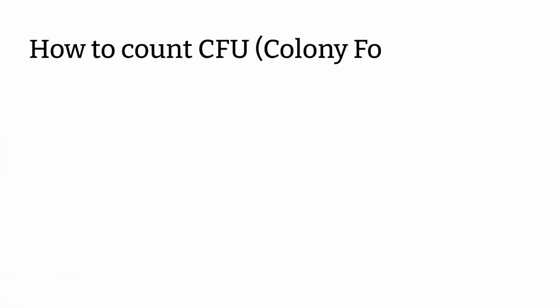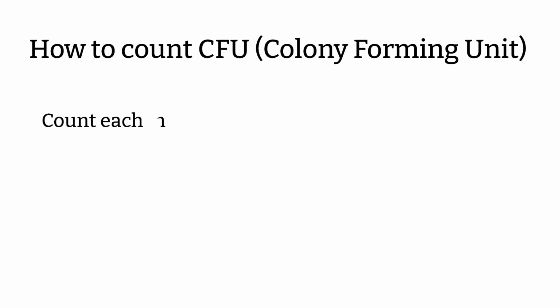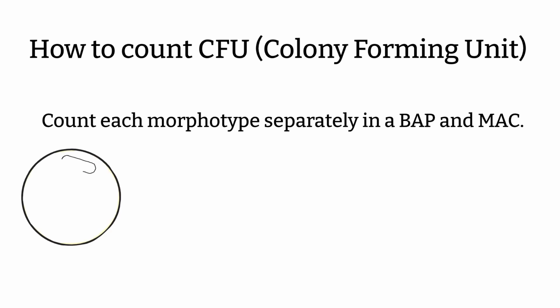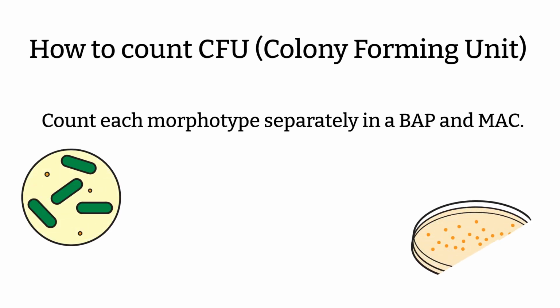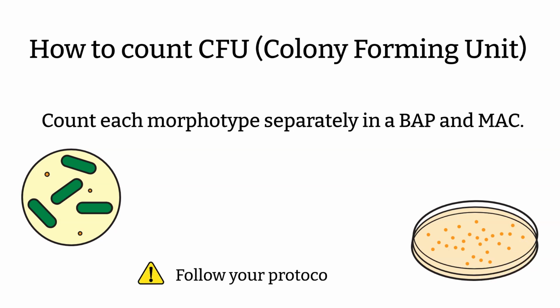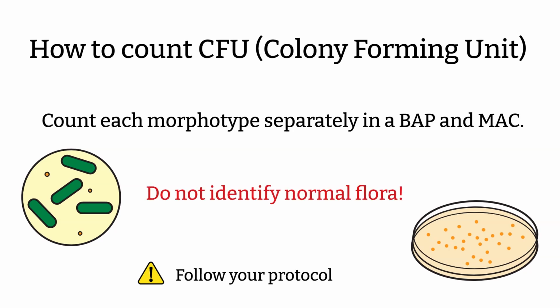How to count CFU. Determine the colony count for each morphology type in the media separately by looking at both the BAP and MacConkey plates. There are some organisms that would grow on BAP but will not grow on MacConkey, and there are some that would grow on MacConkey but not BAP. So you will have to consider both types of media and be careful not to leave out a clinically significant pathogen.